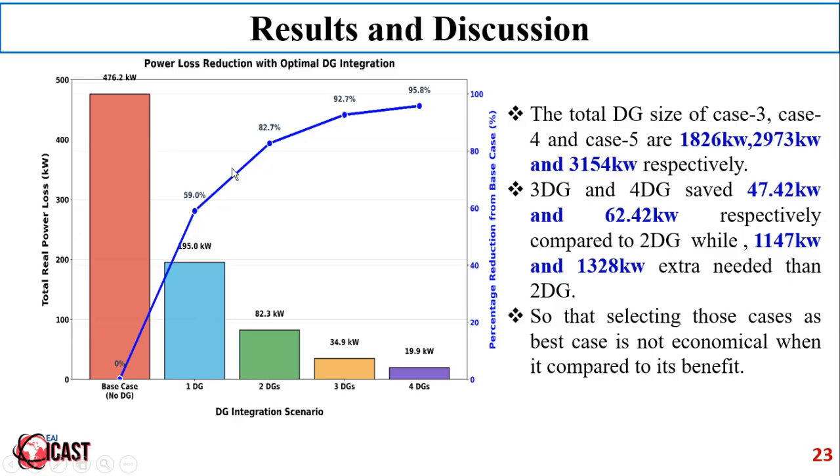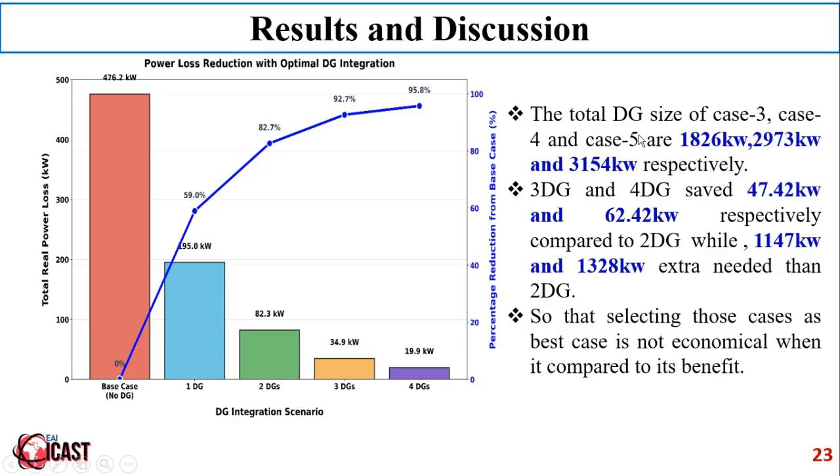59% reduction, and integrating 2 DG gives 82.7% reduction. When you integrate 3 DG, 92.7% reduction, and 4 DG, 95.8% reduction.